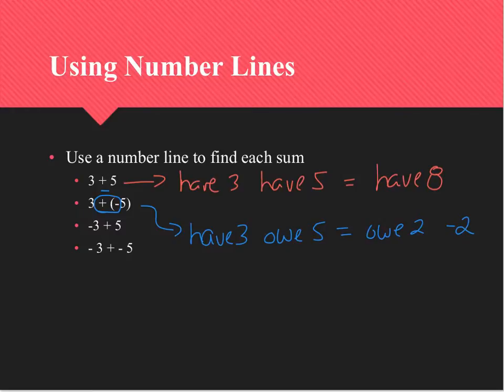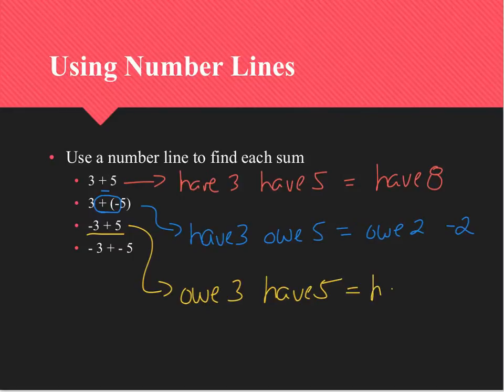In the third problem, you owe 3 and you have 5. The 3 is negative and the 5 is positive. Well, if you owe 3 and you have 5, you're going to have 2, which is a positive $2.